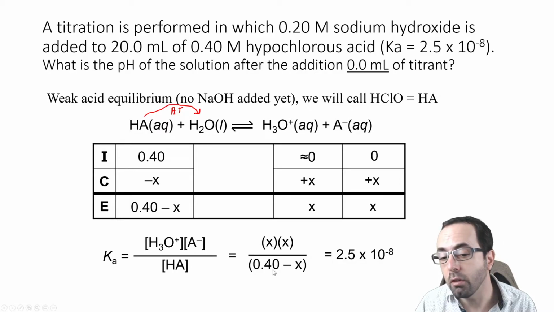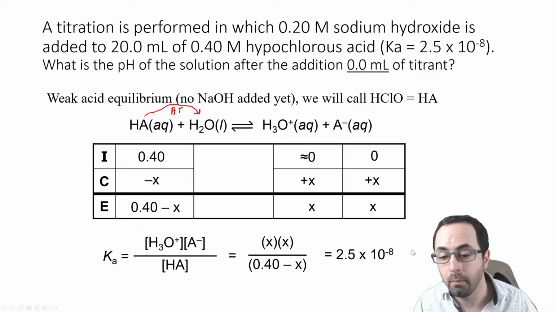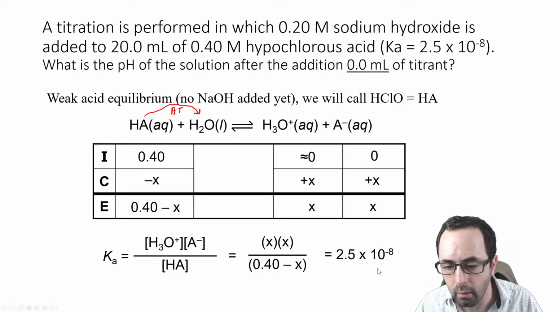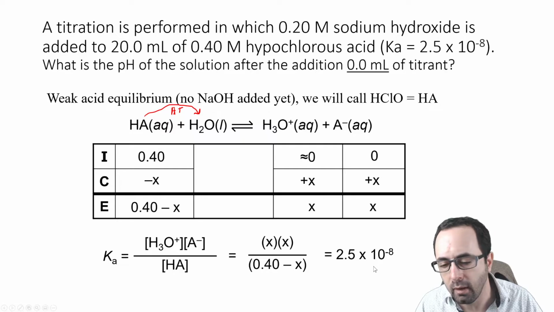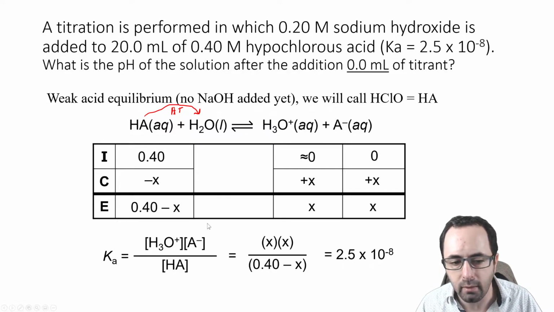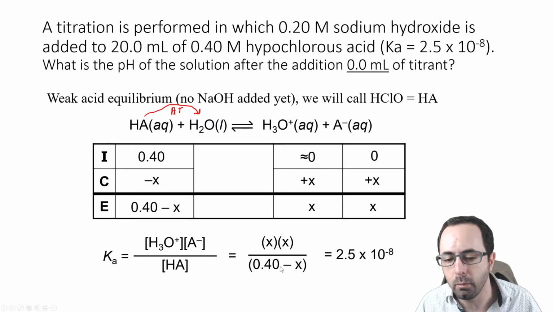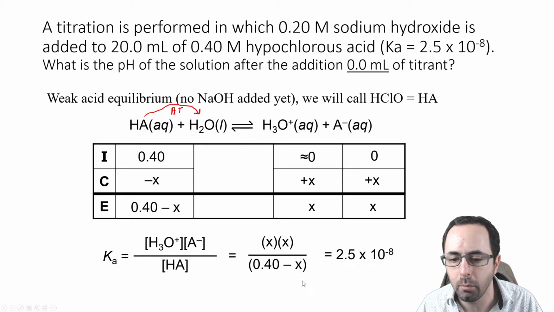You can probably just look by inspection. Is this initial concentration, 0.4 molar, at least 400 times greater than the Ka? Oh, definitely. It's like a billion times greater, almost, or several tens, hundreds of millions. It's definitely way greater. So our x is going to be very small. We'll be able to assume that 0.4 minus x is about the same as 0.4.